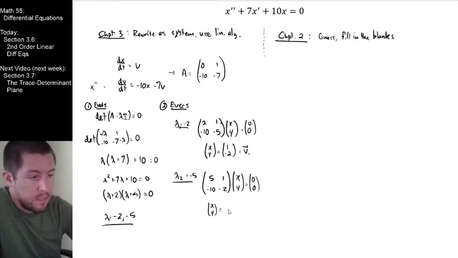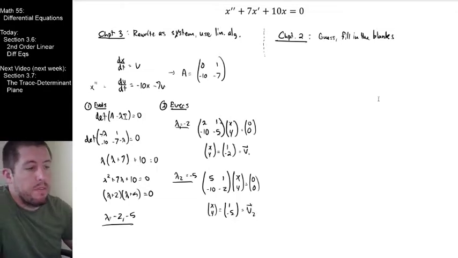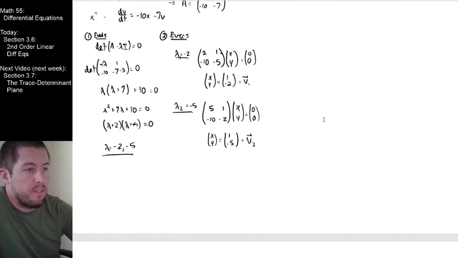I'm going to let x be 1, so we get one copy of positive 5. I therefore need negative 5 to cancel it, and so negative 5 copies of 1 will do that for me. That'll be what I call my vector 2 right here. And so we've got all the parts that we need to build our general solution.